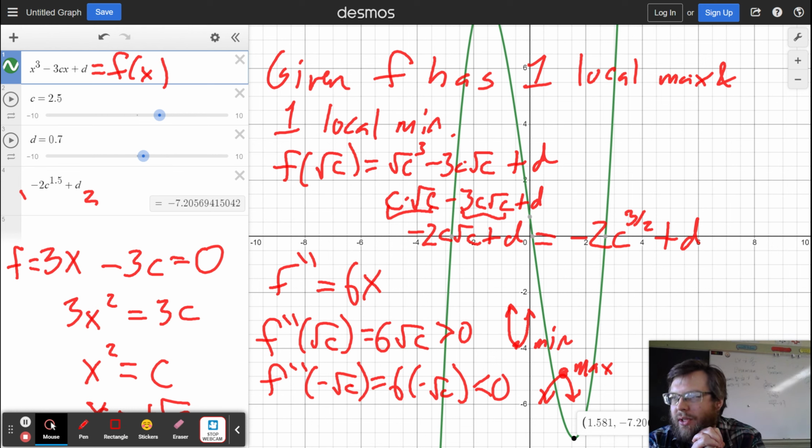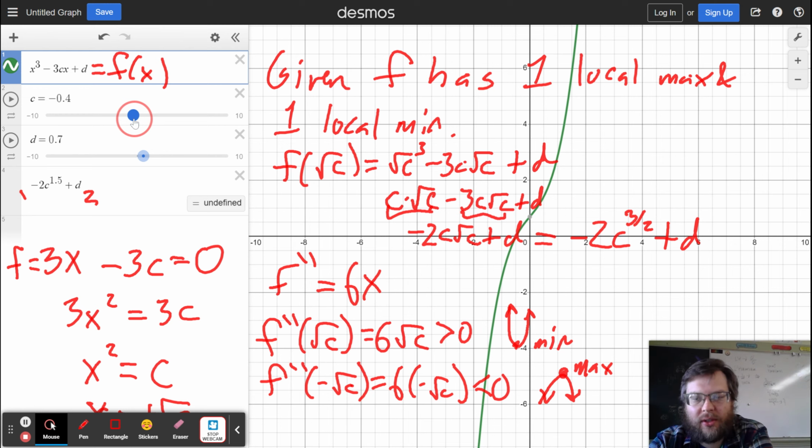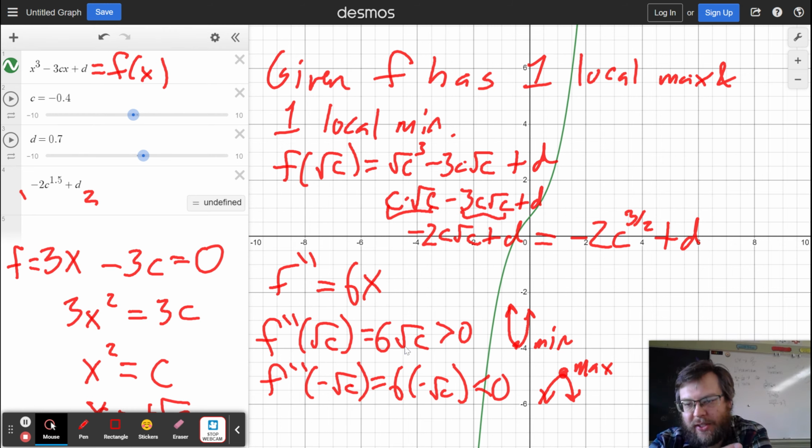Okay, so if we're looking at positive c values, what I want you to notice is that when we had a negative c value, there were no local min or max, because the local min or max required us to take the square root of c. So we can't take the square root of a negative number if we're going to get a real valued function. And we're talking about the graph of a real function here.